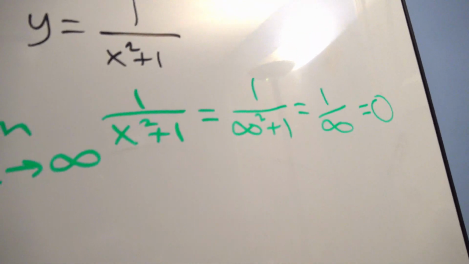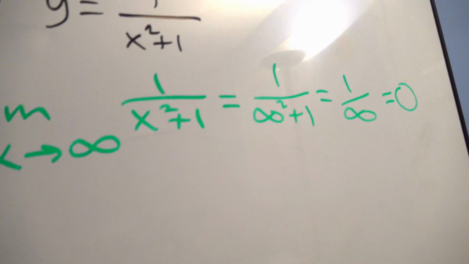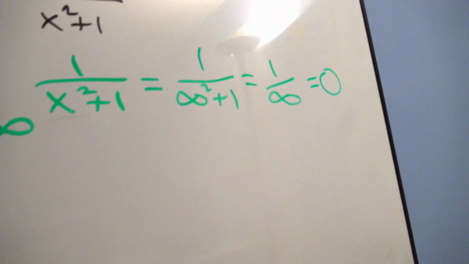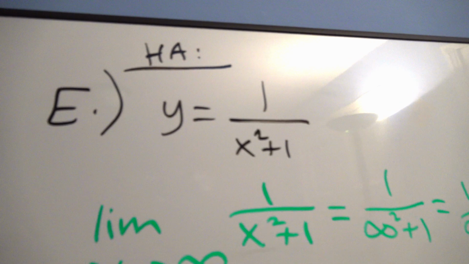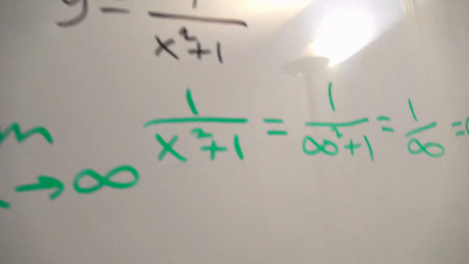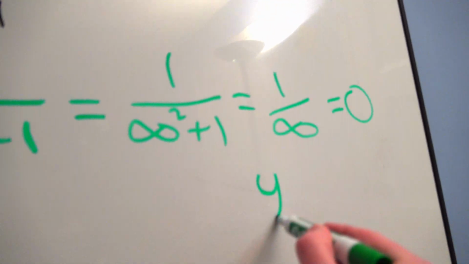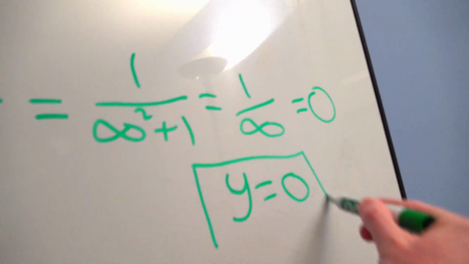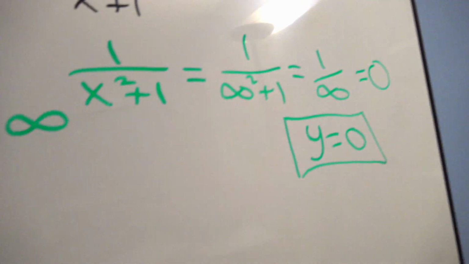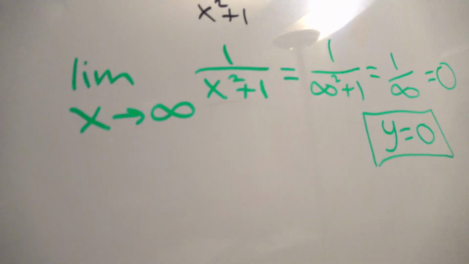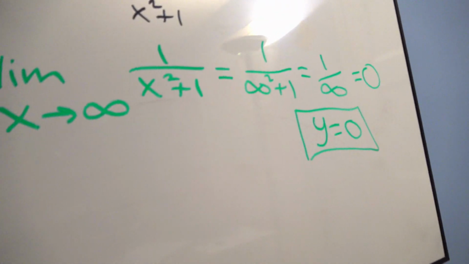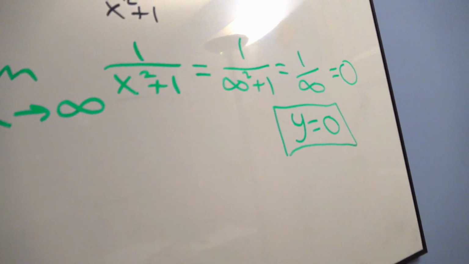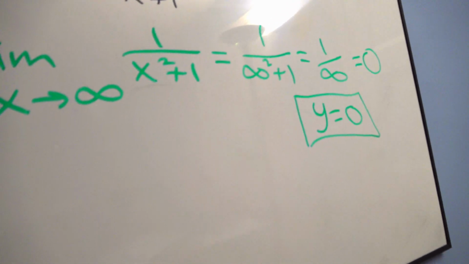Now, how do you write the answer? If I ask for the limit, you just say the number, zero. If I ask for the horizontal asymptote, isn't the equation of a horizontal line y equals number? Not just the number, so you have to put the y equals on it. That's the only difference between an infinite limit and a horizontal asymptote, by the way. Just put the letter y on it, put an equal sign, and that's the major difference, okay?